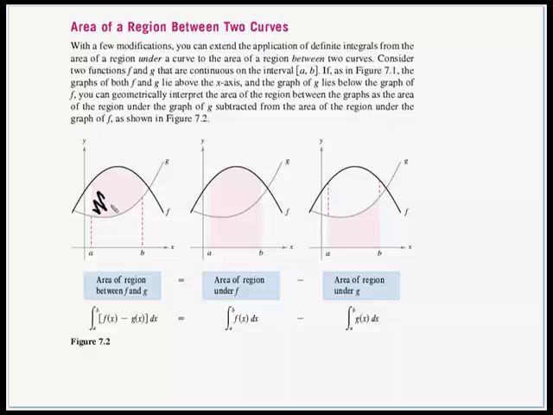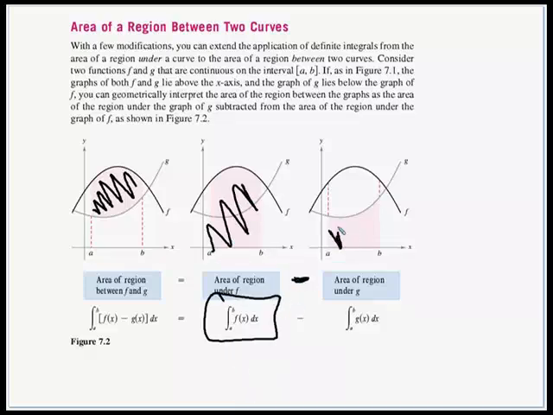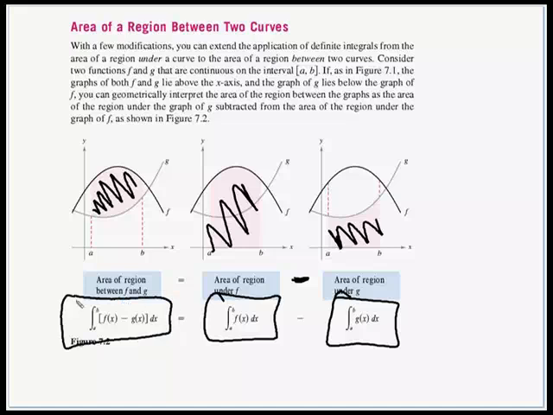So here's the area we want to find. We take the area under f, which is this integral, and we subtract the area of the region under g, this integral. And we get the area of the region between the curves, the integral from a to b of the upper curve minus the lower curve.